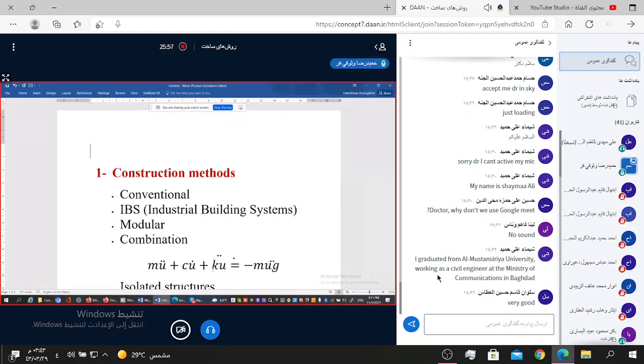Well, in section number 1, we will discuss the construction method. Many of the students in this class explained to me about their work experience. Fortunately, they have a lot of work experience, suitable work experience about various projects. And then they work on the conventional or current construction method in Iraq or other countries.